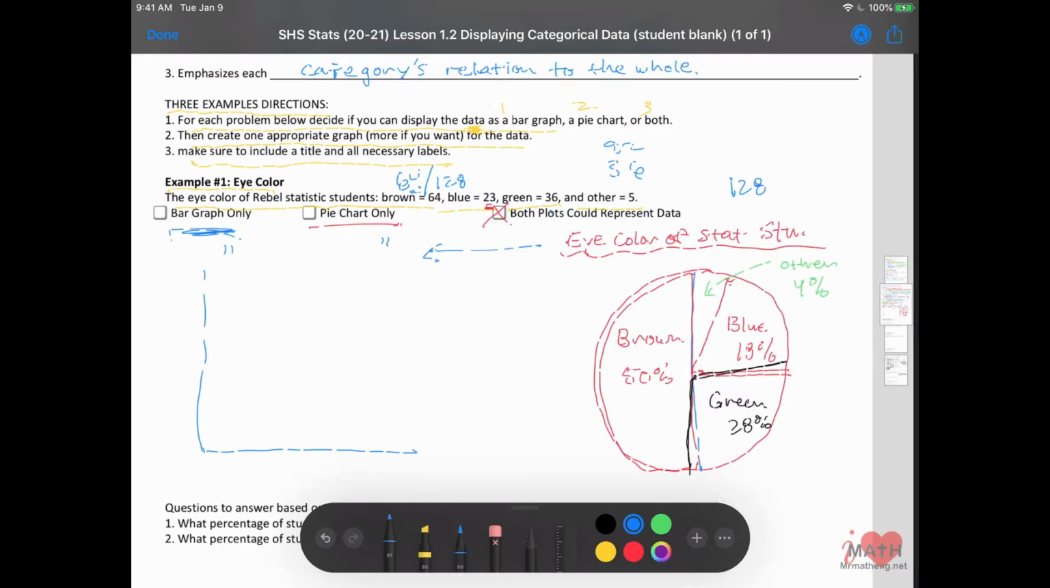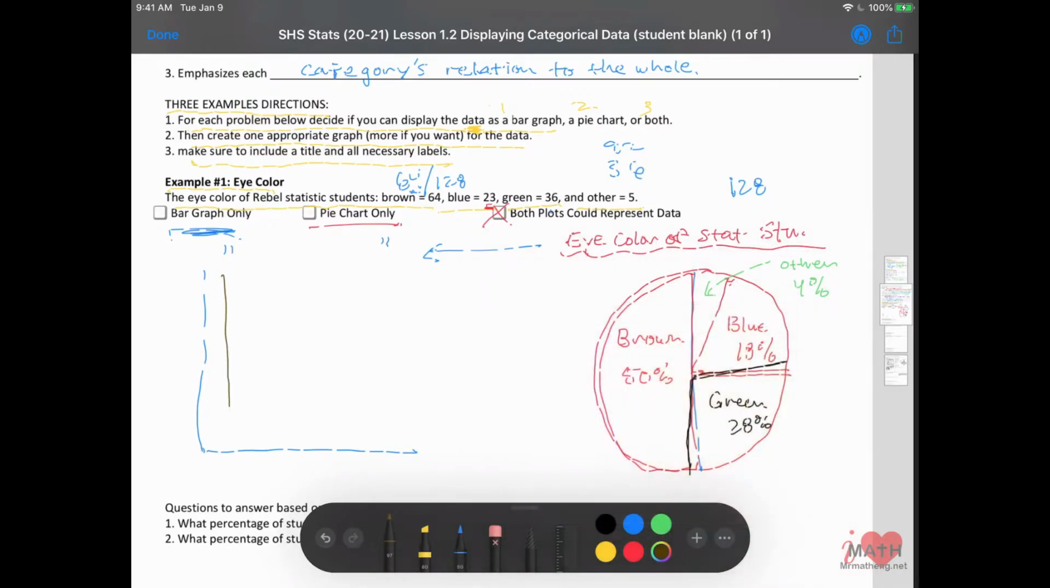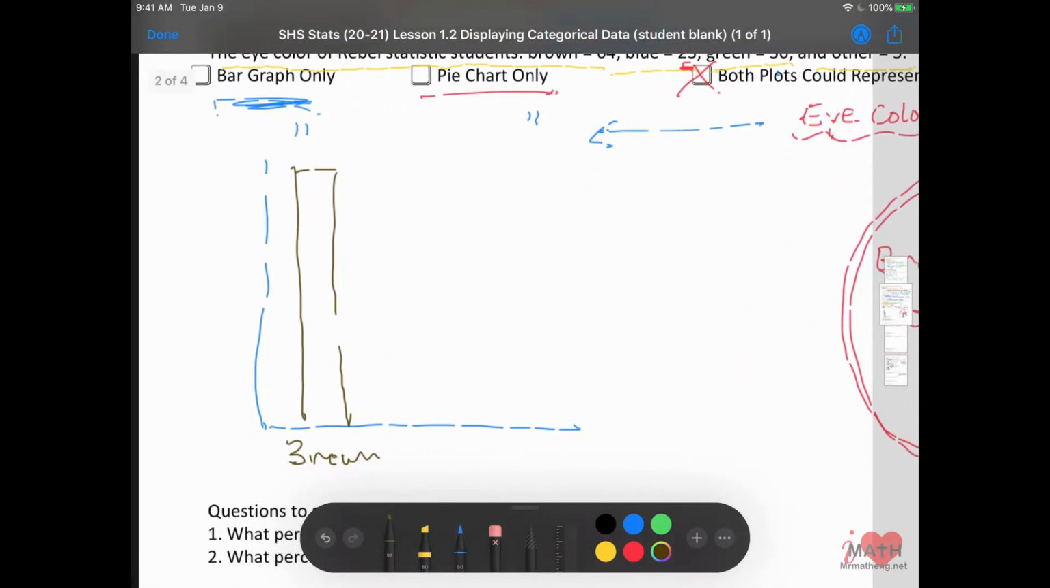Okay, so it's not really brown, but there's brown. And then on here, remember you're starting at 0, and then every little tick mark, 5, 10, 15, 20, 25, 30, 35, 40, 45, 50, 55, 60, 65. I should go a little bit higher, 65, and I'm counting by 5s.